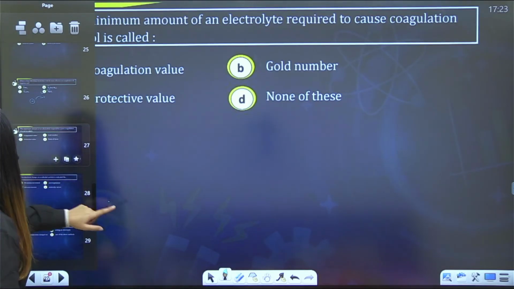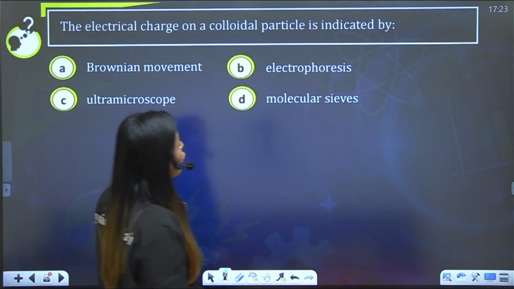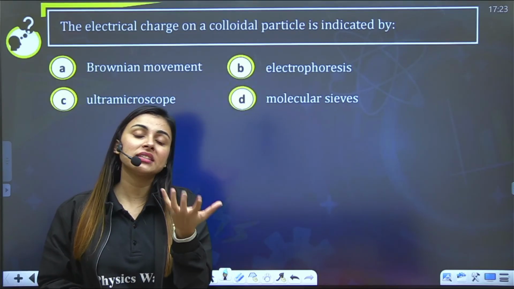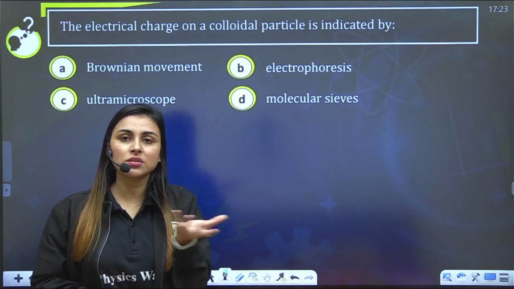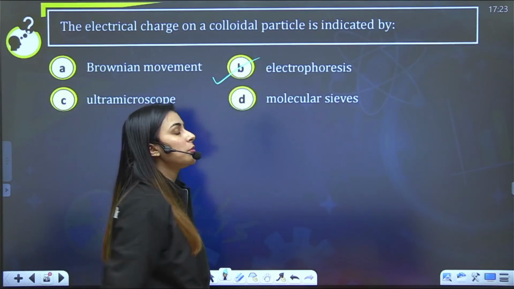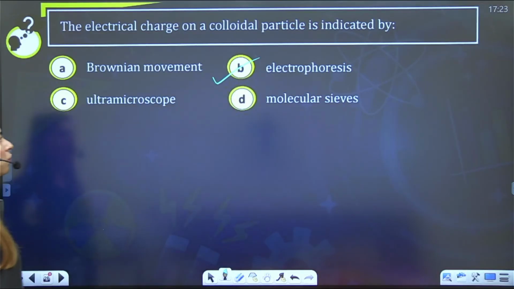Next question says that the electrical charge on a colloidal particle is indicated by. Your colloidal particle has some electrical charge. How can you find out what charge it has, positive or negative? By electrophoresis process. So electrophoresis, option B will be your correct answer. Easy, right? Yes, perfect. Let's move forward to the next question.